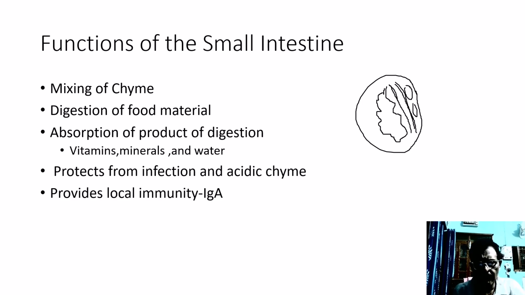Then digestion of food material. Digestion is not complete in the stomach. Digestion has just started in the stomach, but in the small intestine, digestion of food material takes place. Carbohydrates, proteins and fats are digested properly in the small intestine.